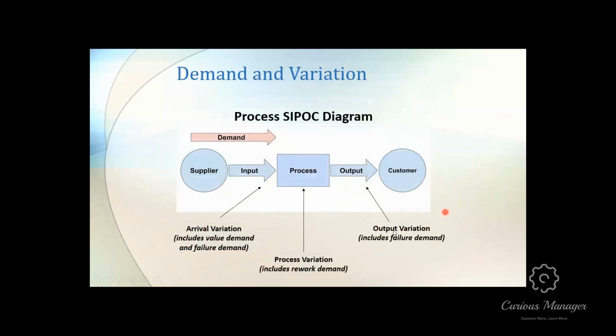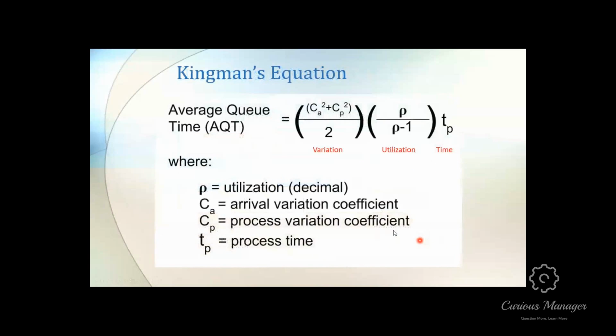These are decisions that you can make, and Kingman's equation is very good at helping you understand how the system works. So onwards to Kingman's equation. Here's some math for you. It's not that difficult. So we've got three basic parts of Kingman's equation. Kingman's equation gives us average queue time.